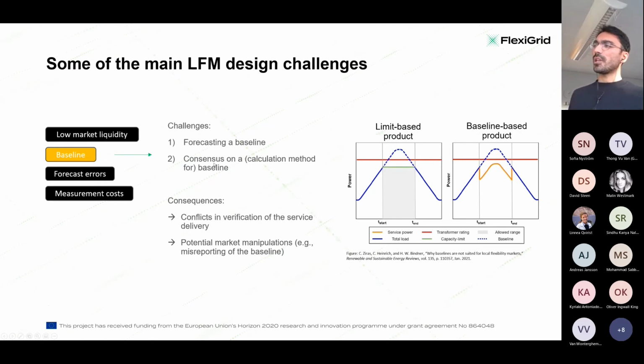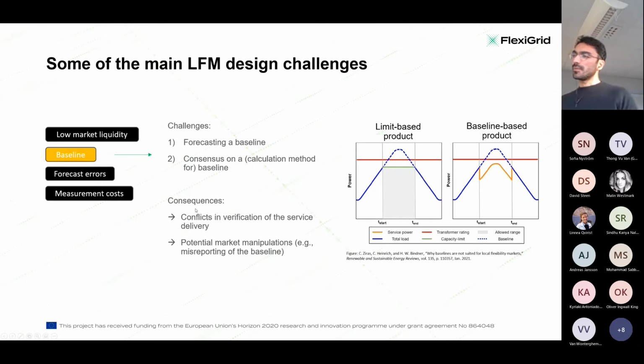Another issue can be the consensus on a baseline. A DSO maybe wants to use the average of the last few days' load as a baseline. Maybe a flexibility service provider wants to use machine learning. There are different methods to calculate a baseline, but these different methods might give different results, different baselines, and you might get a conflict of interest. So how can we come to a consensus there? That can be a challenge.